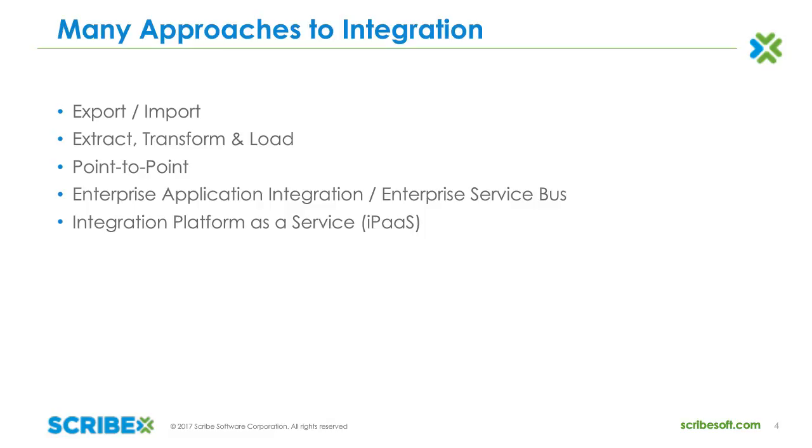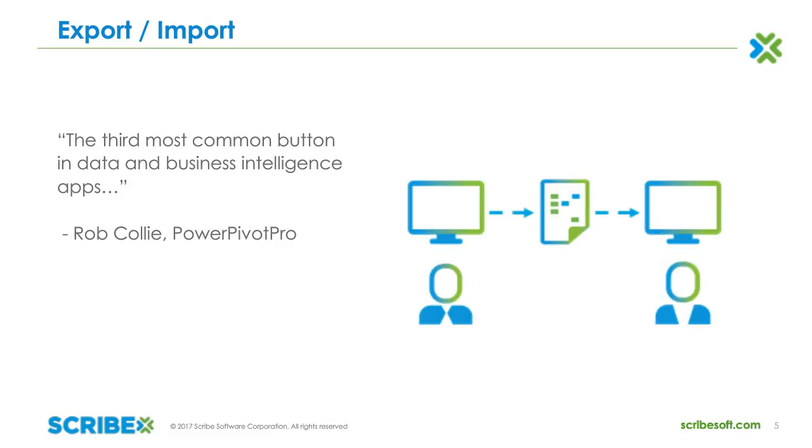This is the one, if you're familiar with any of the 5, that you've probably used at some point in your business career. I like to quote a guy named Rob Colley from Power Pivot Pro, say that 3 times fast. He likes to say that the 3rd most common button in data and business intelligence applications is export to Excel. And that's only after OK and cancel. So the export and import method is really just that.